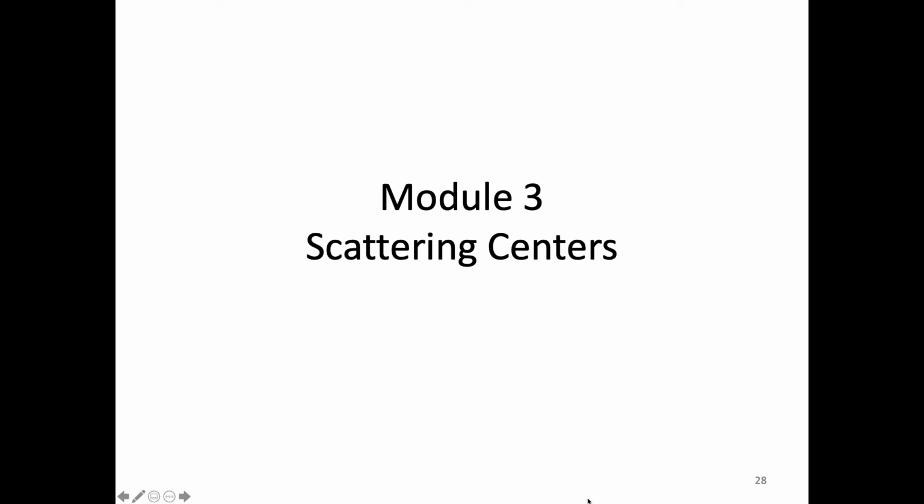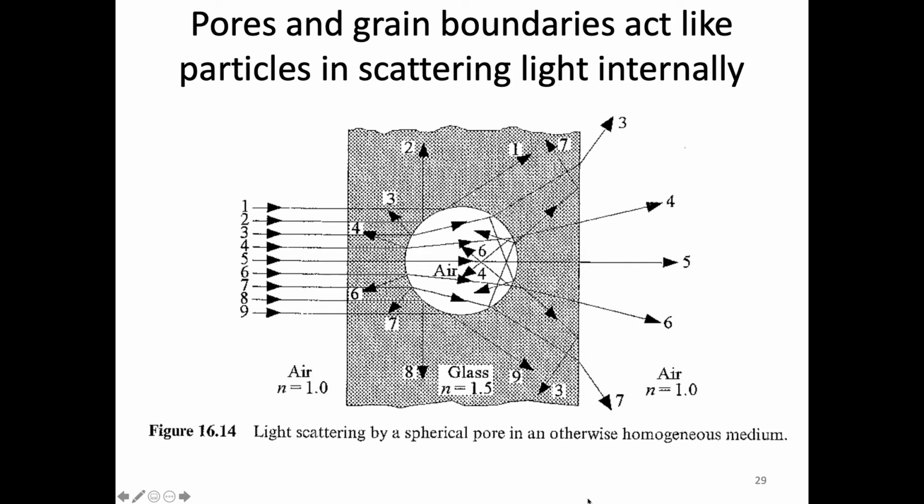All right, we just talked about small metal particles that can cause scattering and coloration in glass. Now I want to look at some other effects that scattering can cause. As we talked about before, let's say we have a piece of glass. Pores, grain boundaries, things like that can cause light to scatter, right? That's why something that should be transparent becomes more opaque.